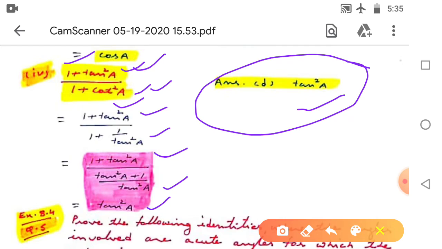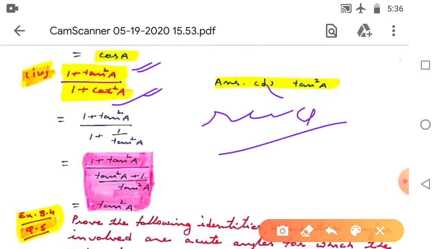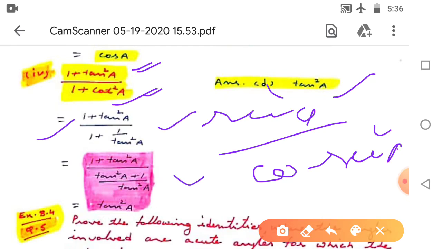Another thing, this question you can do in another way also. How? 1 plus tan square a is equal to sec square a. 1 plus cot square a is equal to cosec square a. Then convert into basic, you will get sin square a upon tan square a, sin square a upon cos square a, that is tan square a. You can do that way also.